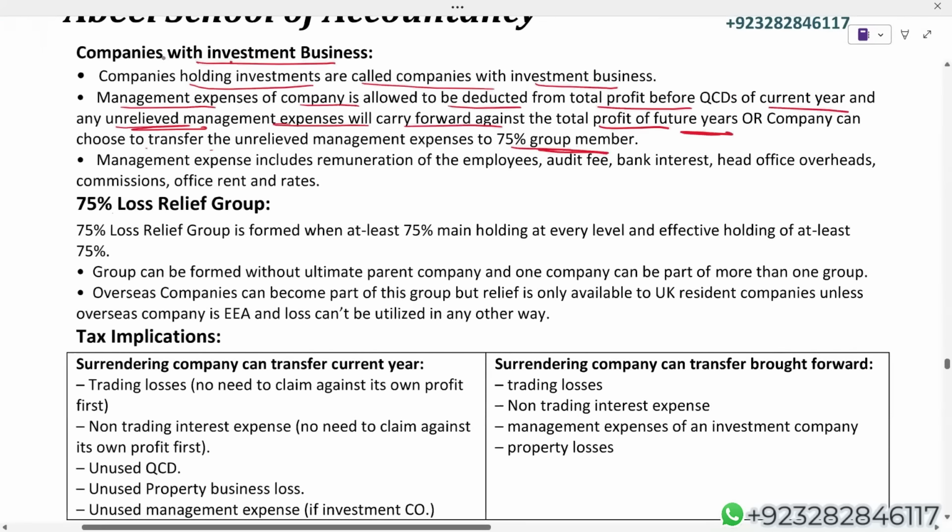Students, 75% loss relief group. Just listen carefully. You can only be a member of a 75% loss relief group when the direct holding is 75%. At each level, the holding has to be 75%, and even the effective holding of the ultimate parent must be at least 75%. Overseas companies can be a part of a 75% group relief, but they cannot get the benefit from the group relief.